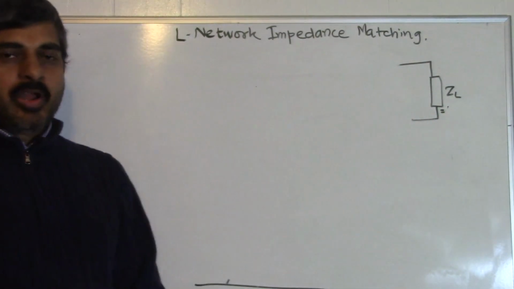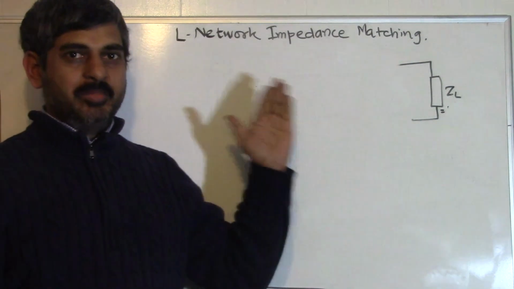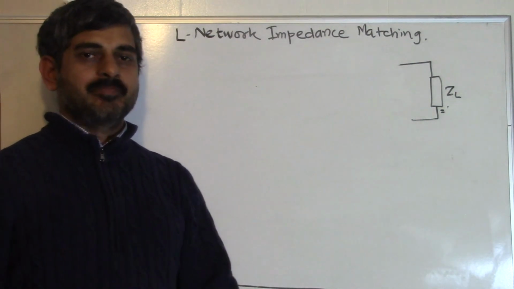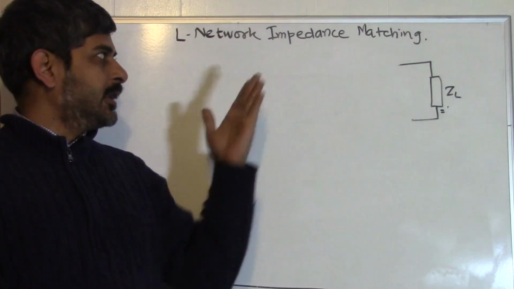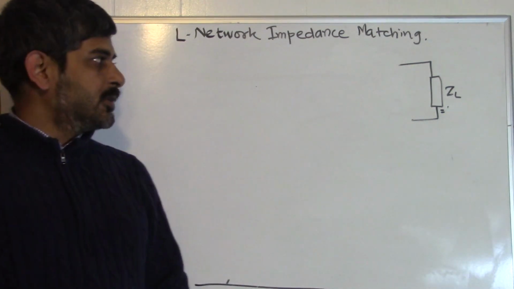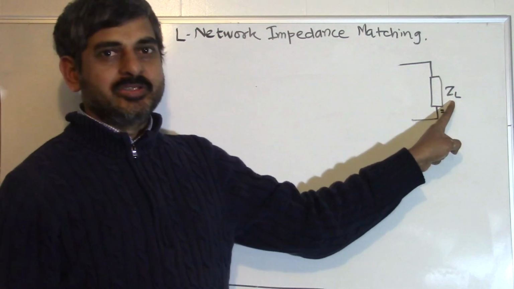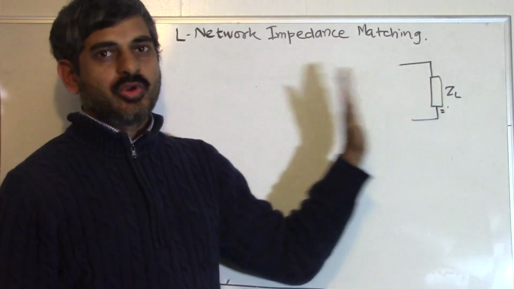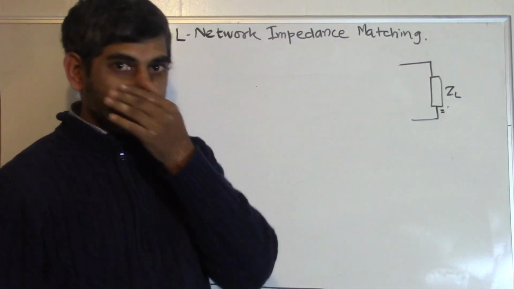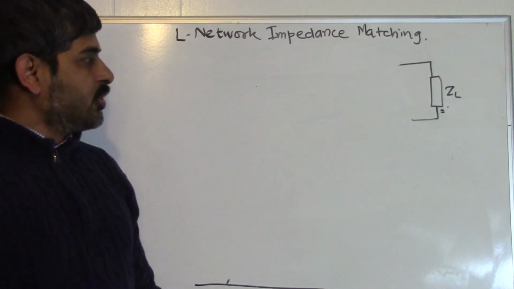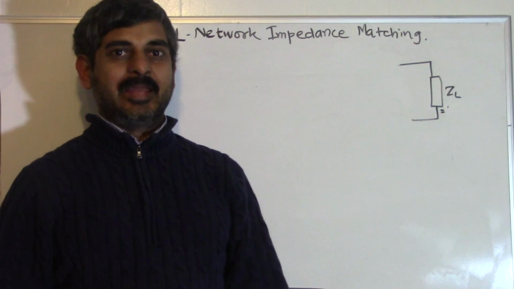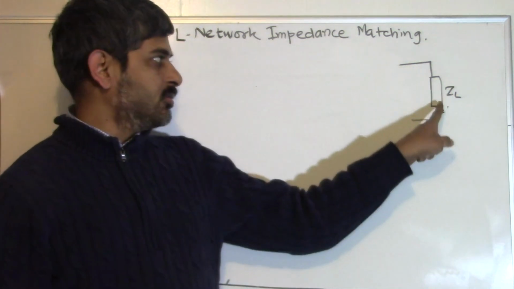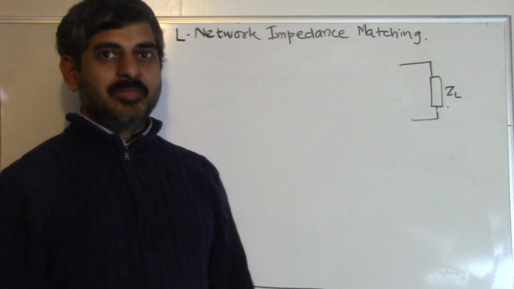In this video, we will talk about L network impedance matching. To give you an idea of the impedance matching in general and L network in particular, let's consider this load ZL, which is driven by some source on the left hand side. And this load ZL could be something like an antenna.